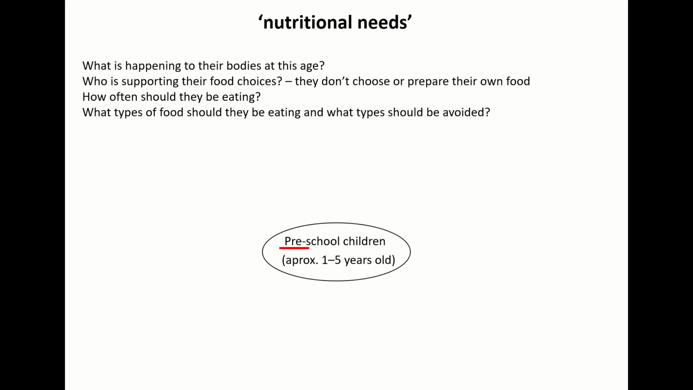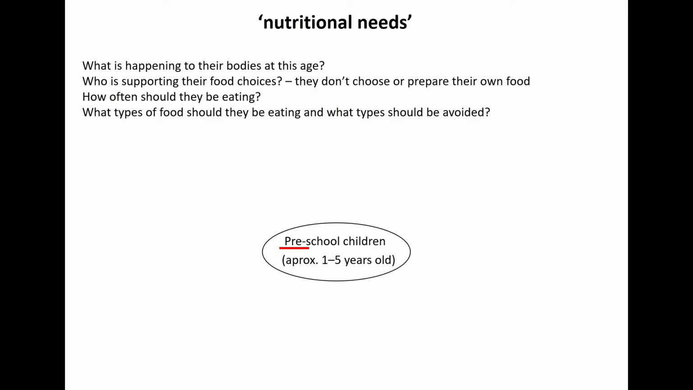What is happening to their bodies at this age? Who is supporting their food choices, as they're not preparing their own food? A 3-year-old is not going to the fridge and getting out the food that they would like to eat and preparing a meal. So somebody else is doing this for them.